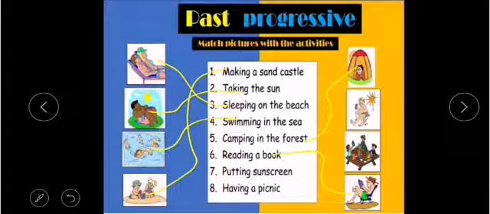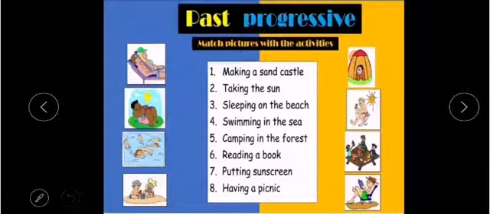Putting sunscreen. He was putting sunscreen. And having a picnic. Since they were plural, they were having a picnic. هاي الطريقة بدنا نحولهم ل past continuous.